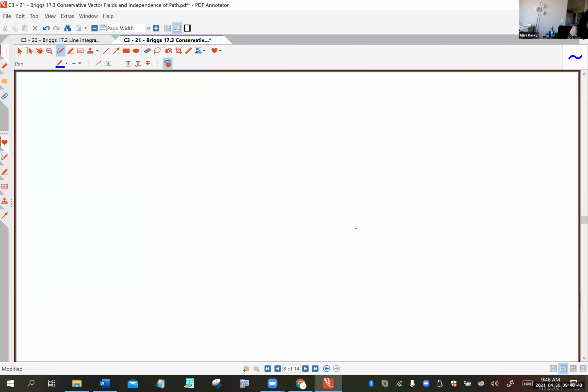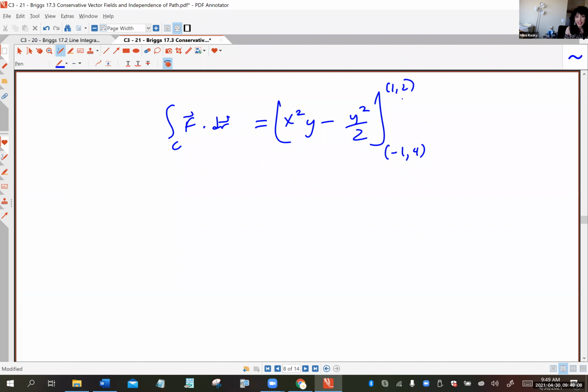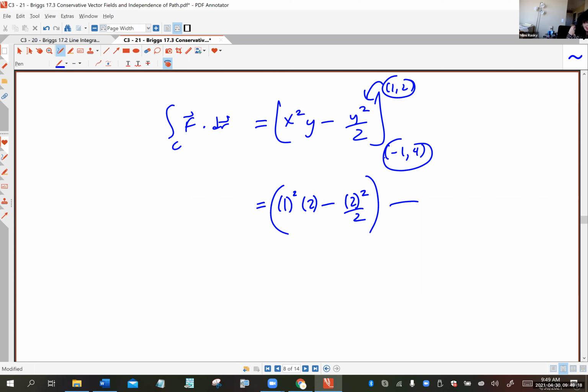So what am I saying? This line integral they're asking us to do with the curve, you don't have to do it. You're just going to go, all right, I have the potential function x squared y minus y squared over 2, and I'm going to evaluate that between the starting point and the ending point. That's it. And so you always want to plug in the ending point first. That's the fundamental theorem of calculus. Minus, and then you evaluate at the lower limit, which is the beginning point.